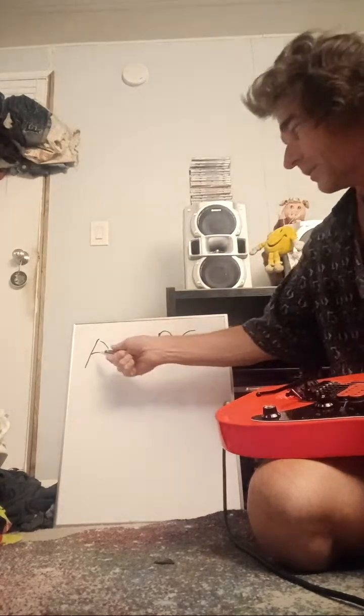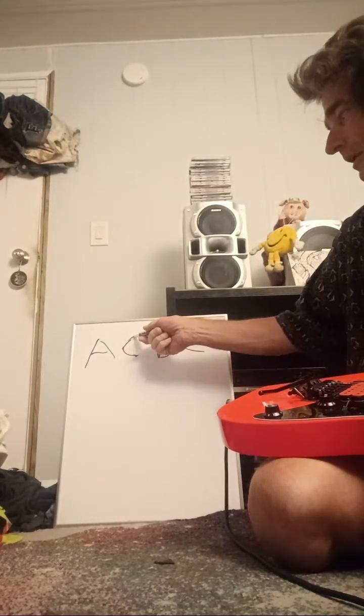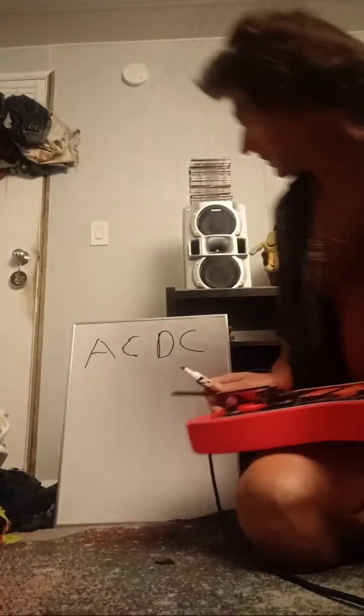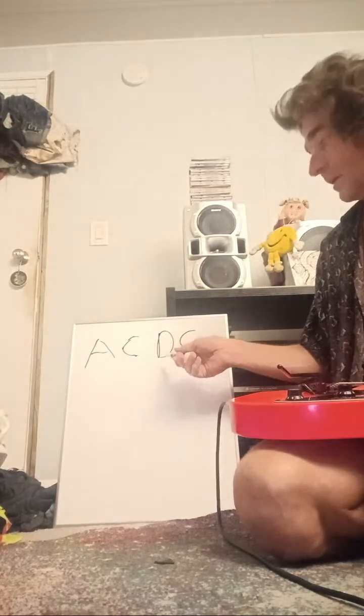A is the starting point of the harmonic minor scale. Okay, so that's where the A comes from. C is the start of the major scale in all white notes. That seems pretty obvious. D, for the melodic minor scale in white key terms, you start on D.